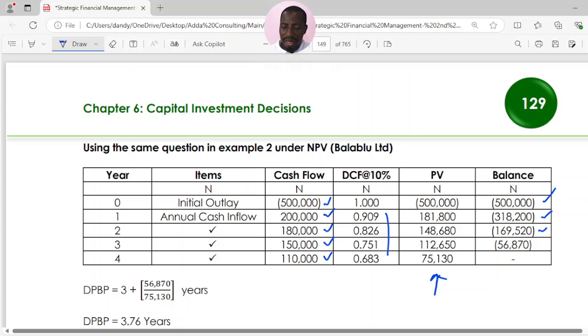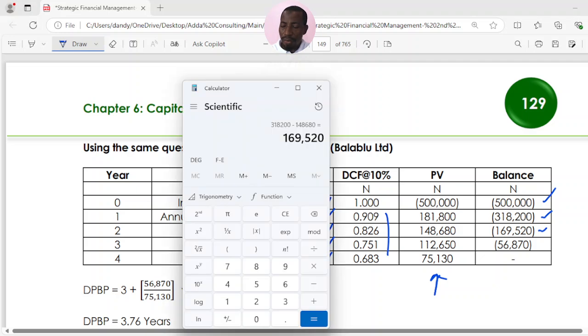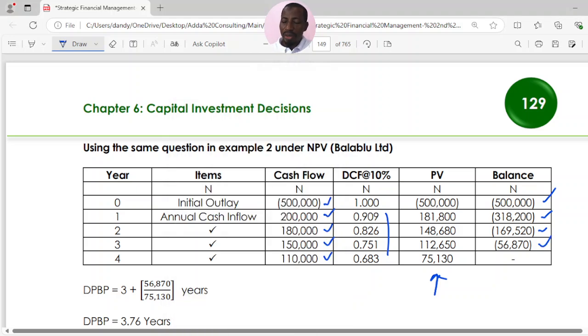Then I will move to the next present value of cash inflow. I would say minus 112,650. So this will give me 56,870. When you get to a point whereby the outstanding balance of 56,870 is less than the next cash inflow, then you put a dash and you compute your payback period. You cannot recover because the balance that you have is lower than the next present value. That's why you have to put a dash.